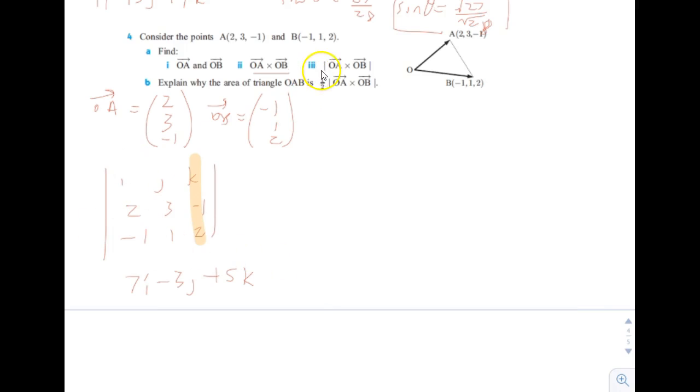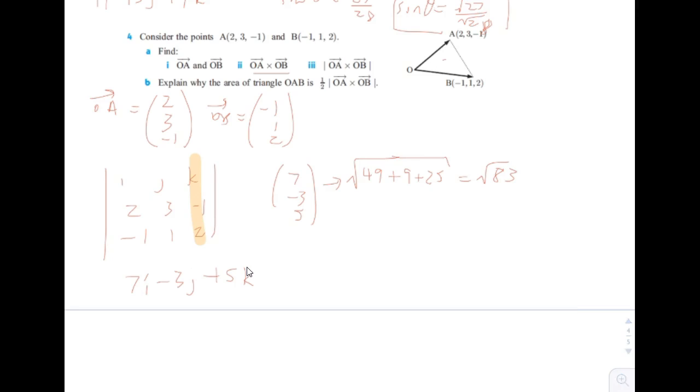Okay, we did OA cross OB, and now we want to take the magnitude of OA cross OB. So the magnitude of the vector (7, -3, 5) is equal to the square root of 49 plus 9 plus 25, which is 74 plus 9, so the square root of 83. Okay. And last of all, it says explain why the area of the triangle OAB is 1/2 of that.